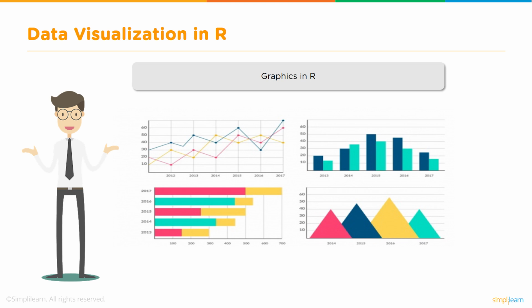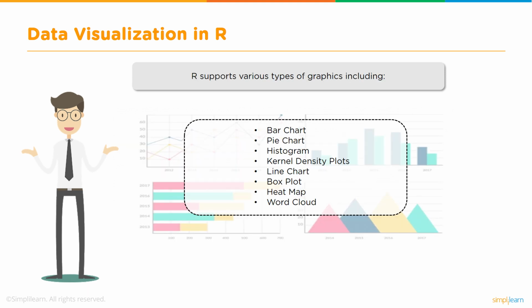These graphics can be viewed on screen, saved in various formats including PDF, PNG, JPEG, WMF, and PS, and can be customized according to your graphic needs. You can copy and paste in Word or PowerPoint files. R supports various types of graphics including bar chart, pie chart, histogram, kernel density plots, line chart, box plot, heat map, word cloud. There are even some more obscure ones, but these are the main ones that most people use. I know I use a lot of heat maps, but word clouds are a lot of fun if you're doing websites and data and word analysis. And histogram is very popular. All of these are very widely used.